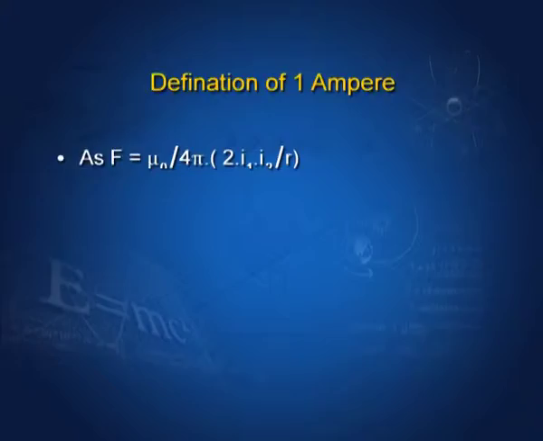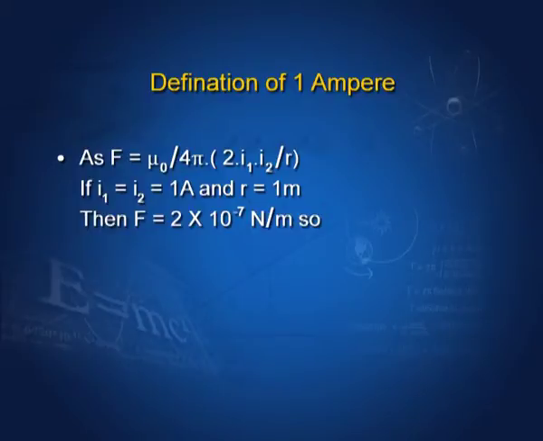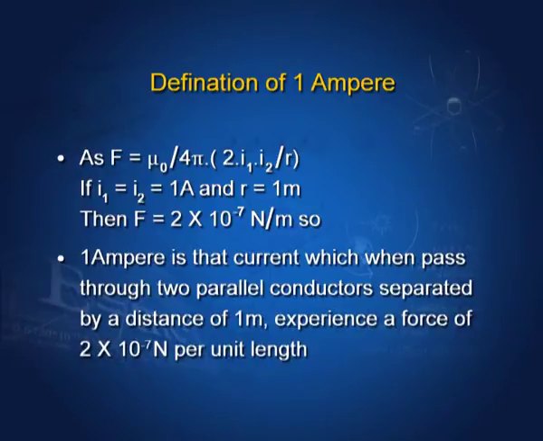The definition of 1 ampere. From the above relation F equals mu naught upon 4 pi into 2 I1 I2 divided by R, we can define 1 ampere. If I1 equals I2 equals 1 ampere and the distance between the two conductors R is equal to 1 meter, then the force per unit length F equals 2 into 10 to the power minus 7 Newton per meter. So, we can say 1 ampere is that current which, when passed through two parallel conductors separated by a distance of 1 meter, they experience a force of 2 into 10 to the power minus 7 Newton per unit of their length.